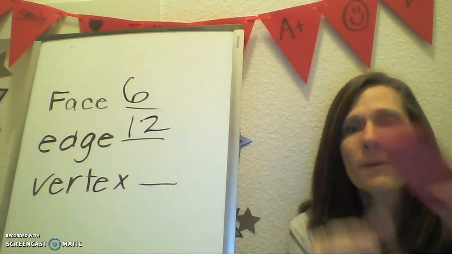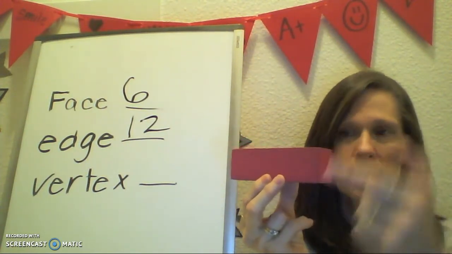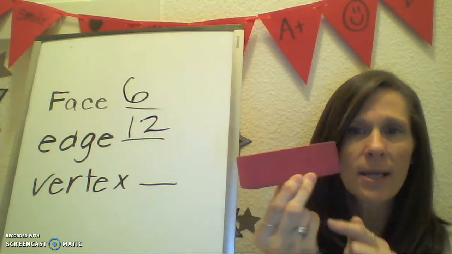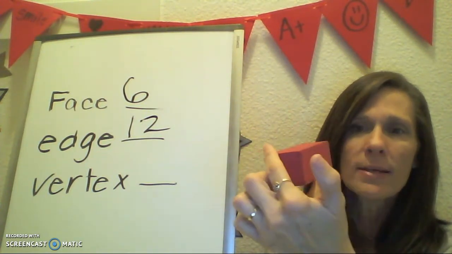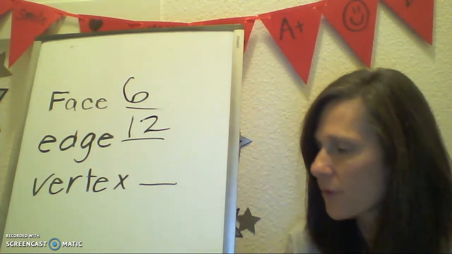Okay, now let's count the vertex, right? So that's 1, 2, 3, 4. Don't forget the other side. 5, 6, 7, 8. 8 vertices.